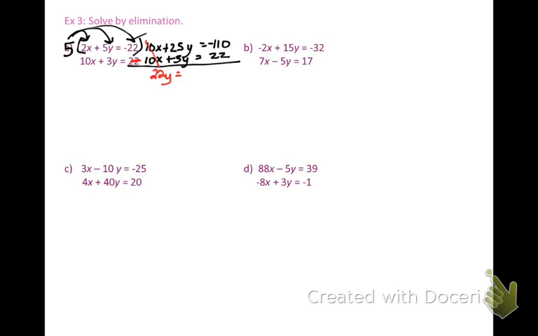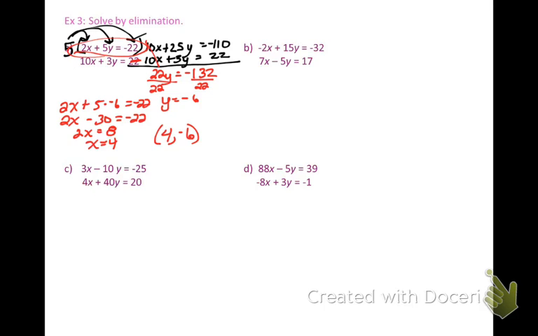Now remember, you start at negative 110, and I go towards the negative even more, so I'm adding them, so it'd be negative 132. Then divide by 22. And so y equals negative 6. And then you choose from the original one. That might be the best to do. So I'm going to do the top one. 2x plus 5 times negative 6 equals negative 22.